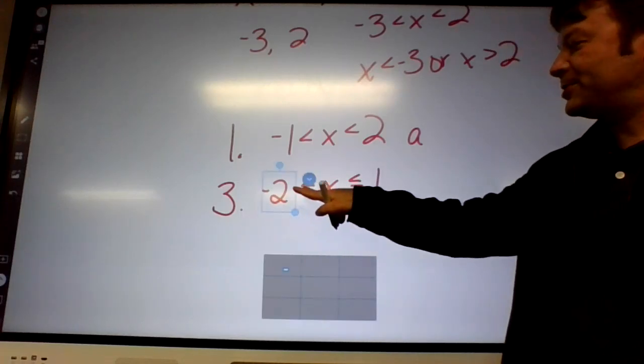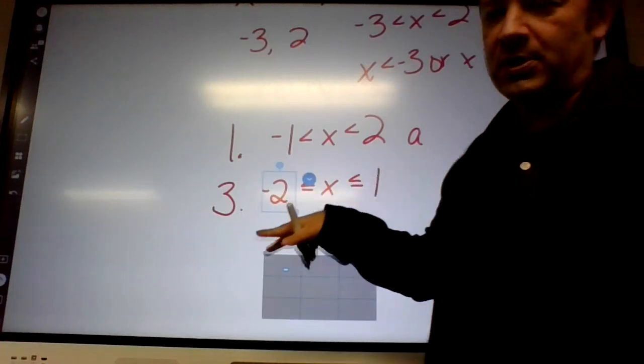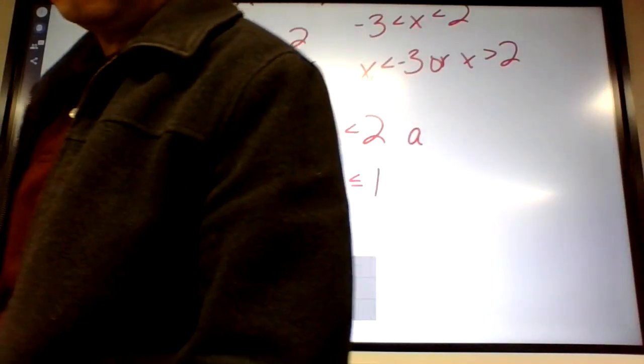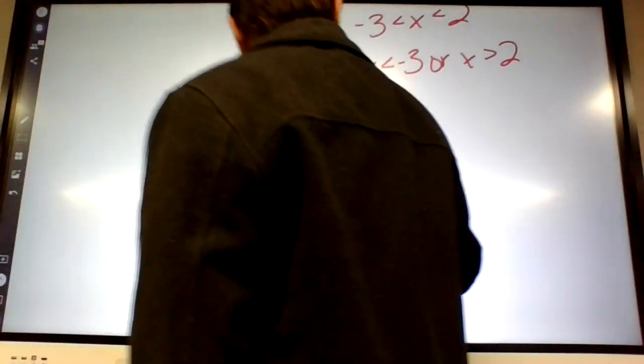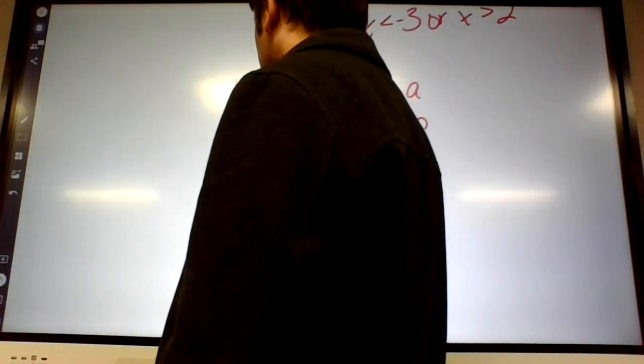So which graph is between negative 2 and 1 and included? F is correct.